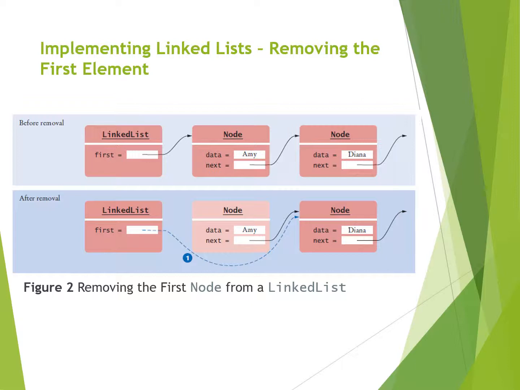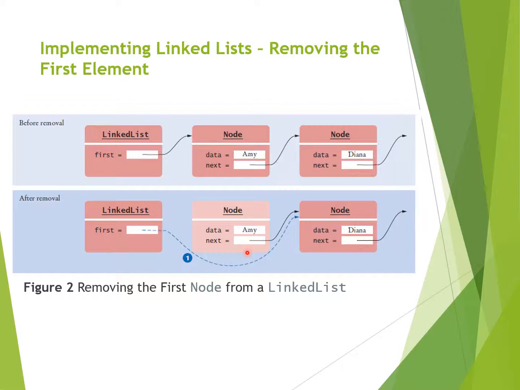So this is a schematic view of how removing the first node of a linked list looks like. First of all, you have a linked list containing a number of nodes. The first node has the data field equal to Amy. The second node has data equal to Diana, and this chain will continue. After we remove, we need to update the first reference of the linked list and set it equal to a reference to Diana's node.